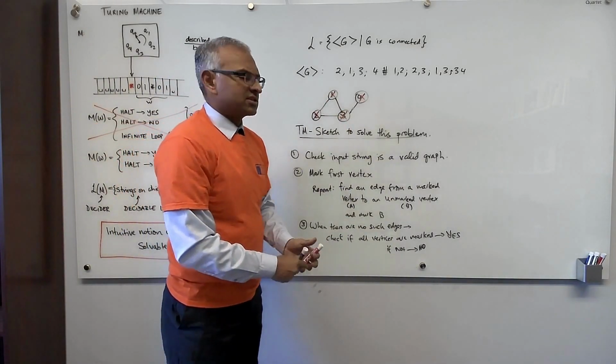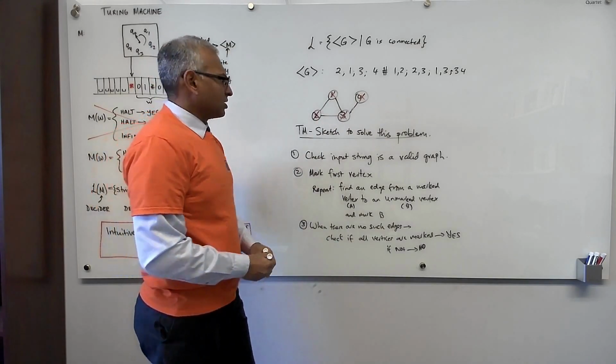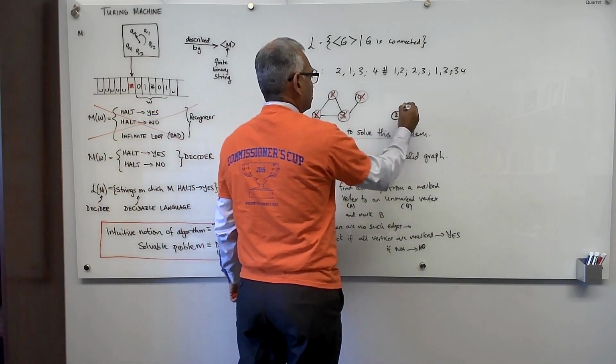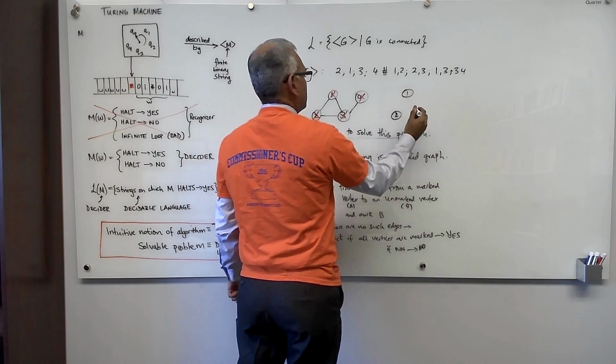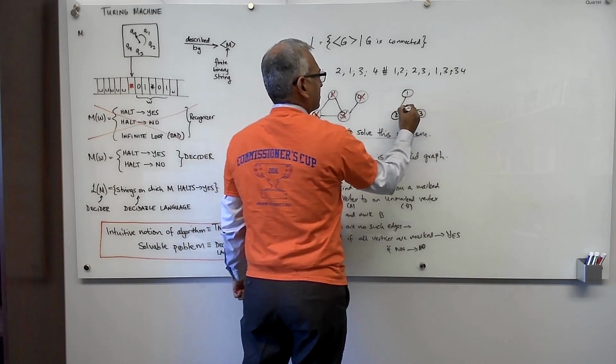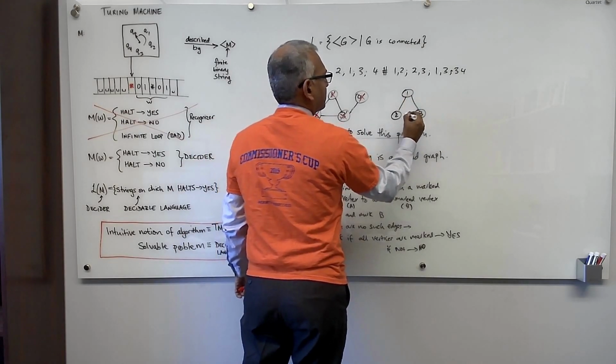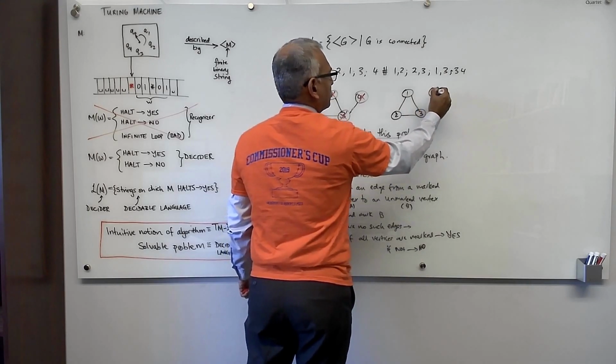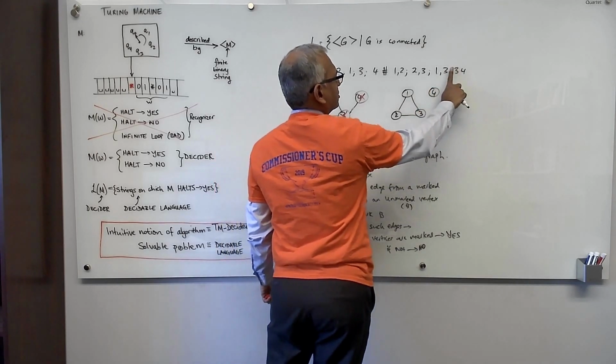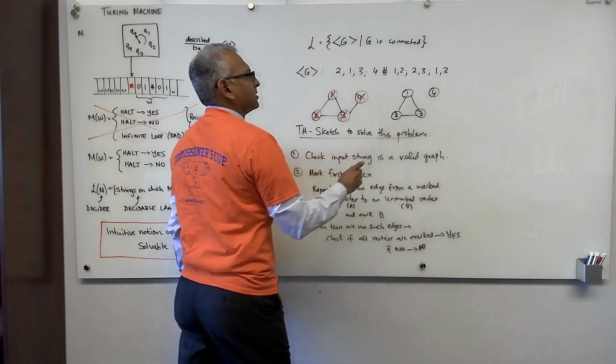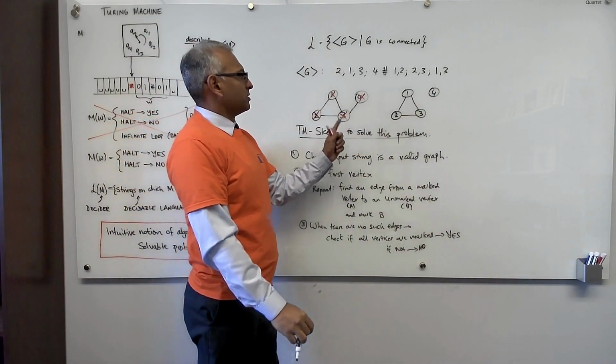So in this example, we check whether all vertices are marked, and we say yes. Let's do an example where all vertices may not get marked. Let's consider 2, 1, 3, like this. And I have 4, but I don't have the edge 3, 4. So that corresponds to this string. Now it's this graph.